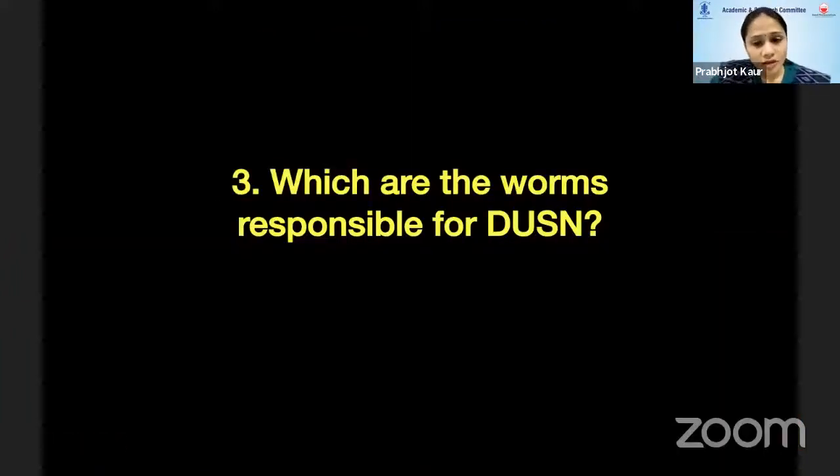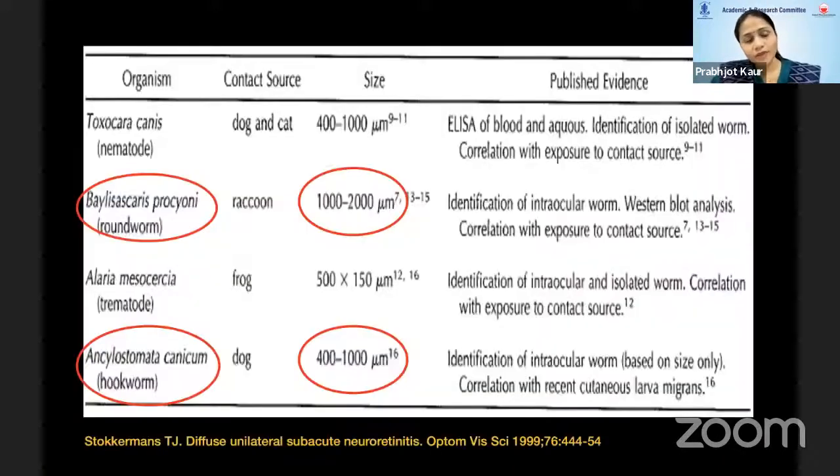Moving ahead, the third question would be, which are the worms that are responsible for DUSN? Now, a lot of them have been reported in literature, but I'll be concentrating on two. First would be B. procyonis, or a larger worm, which is about the size of 1500 micron. And the second, more common one is A. caninum, which is also the hookworm. Its size is less than 1000 microns, somewhere around 400 to 650 microns.